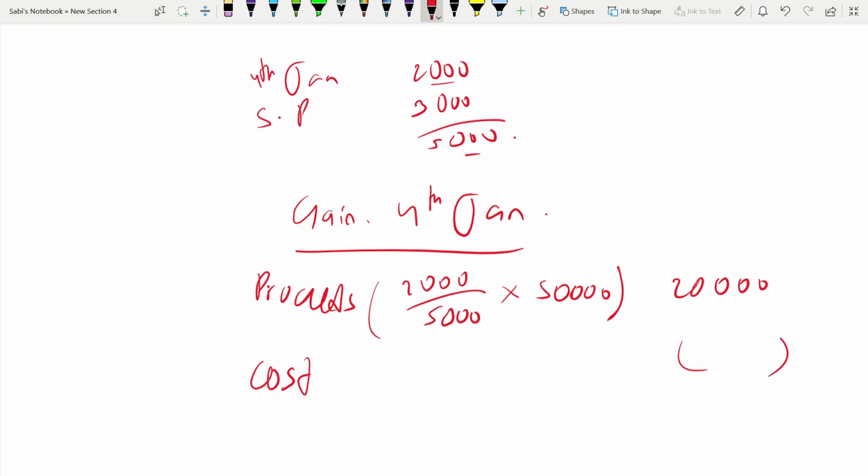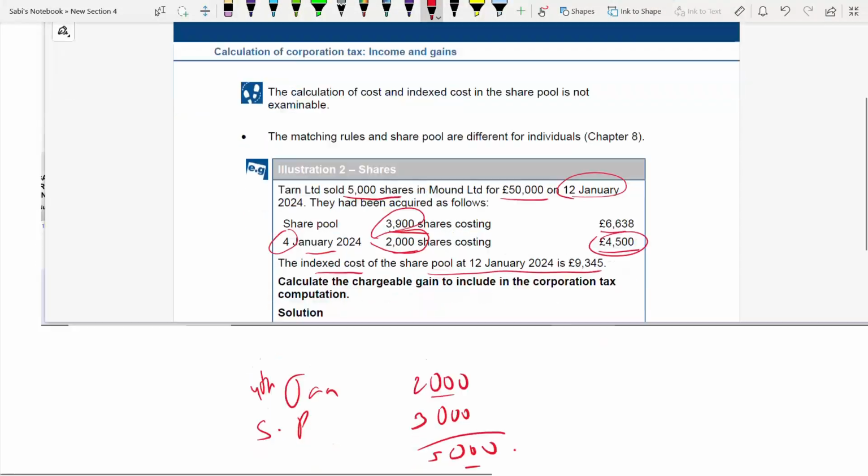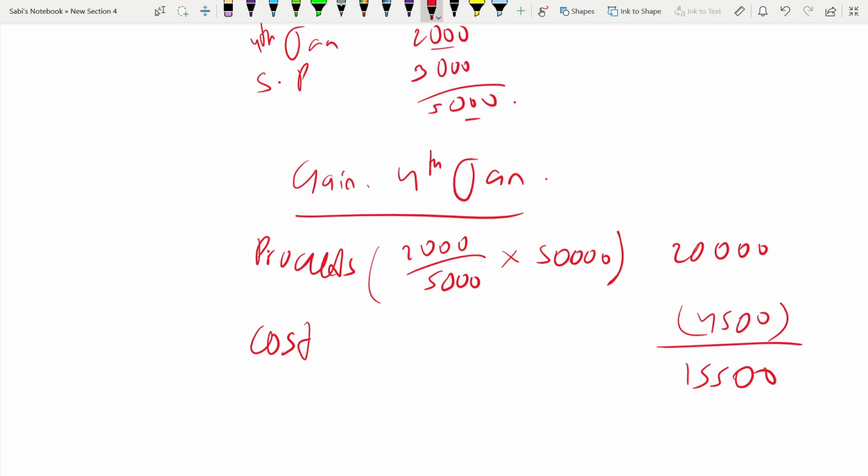Now let's take the cost. Cost has been given as 4,500. Entire 2000 you have taken, so 4,500. Full cost you can take. This is the chargeable gain.